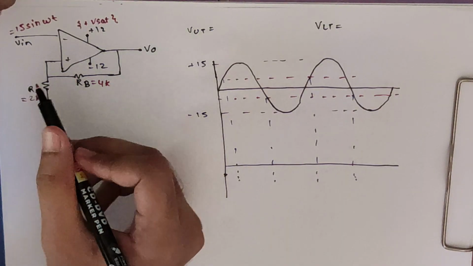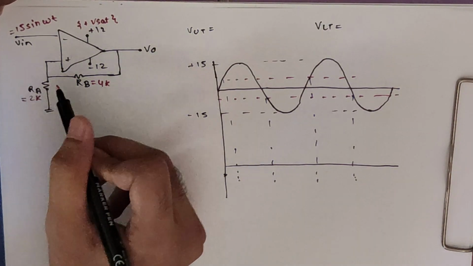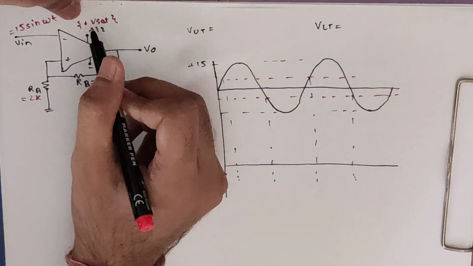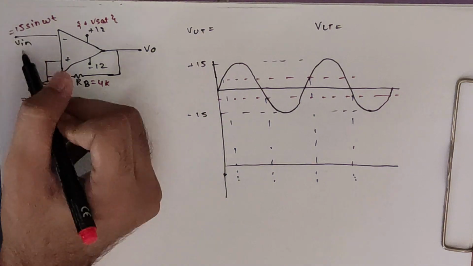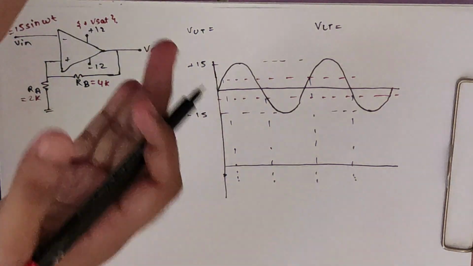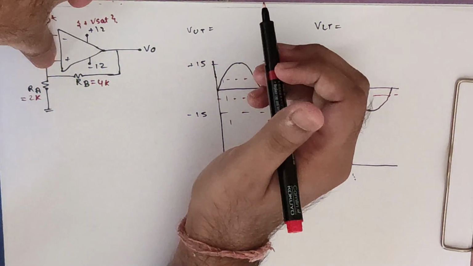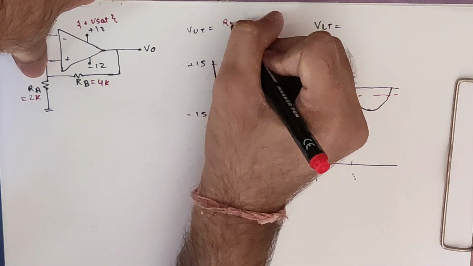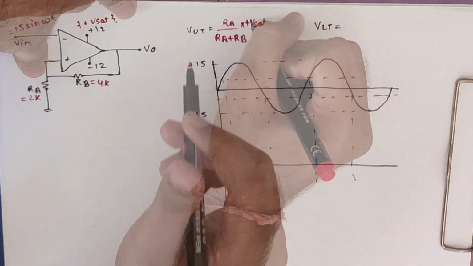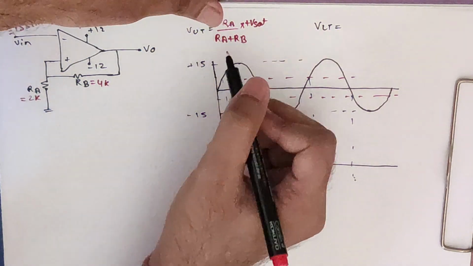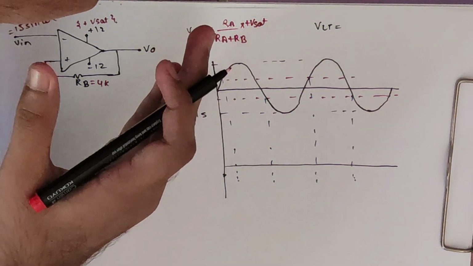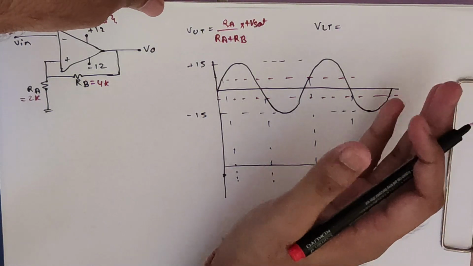For example, I have taken RA as 2K, RB as 4K, and my plus Vsat and minus Vsat are 12 and minus 12, and my input voltage is 15 sin omega t. Basically it will vary from 15 to minus 15. Now let us calculate the upper threshold first. It will be RA upon RA plus RB into plus Vsat. Whenever our output voltage is plus Vsat, we calculate our upper threshold, and whenever our output voltage is minus Vsat, we calculate our VLT.